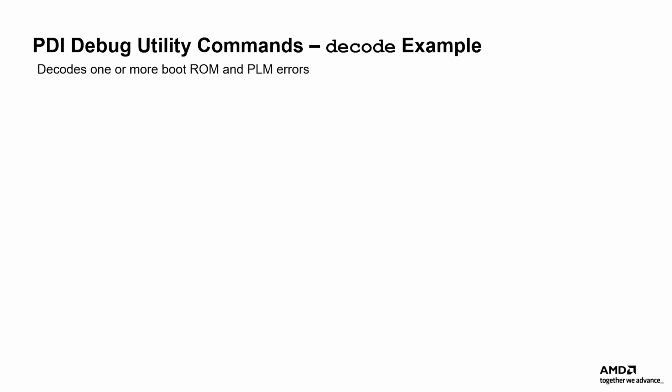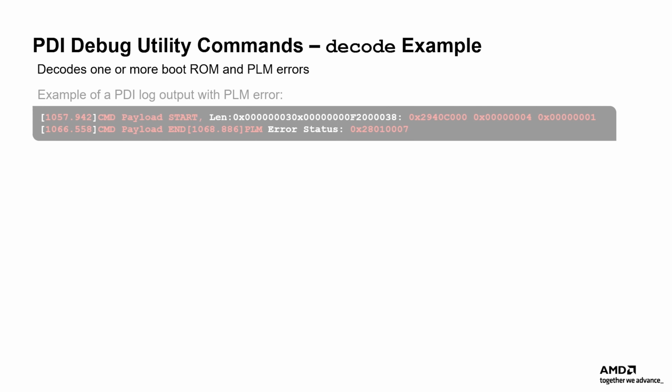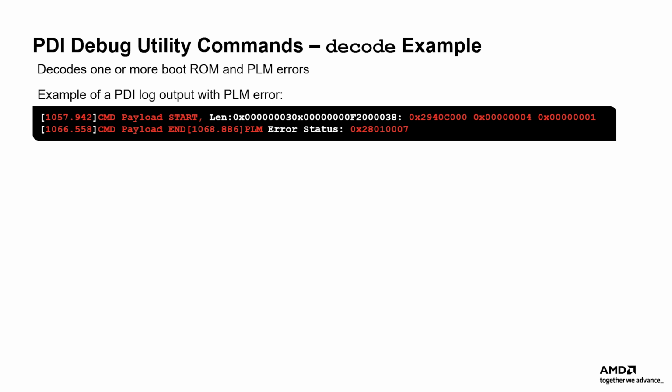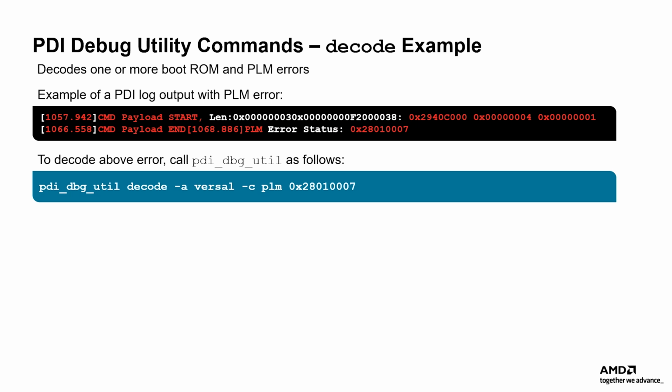The most basic feature of PDI Debug Util is decoding a PDI error. When a boot configuration error occurs, you can obtain the PDI error information either using a JTAG or from the Versal device's UART output. Here's an example of a PDI log output for a Versal device. The PDI log output for a Versal device generates the PLM error status. Call the PDI debug util to find out what this error means.